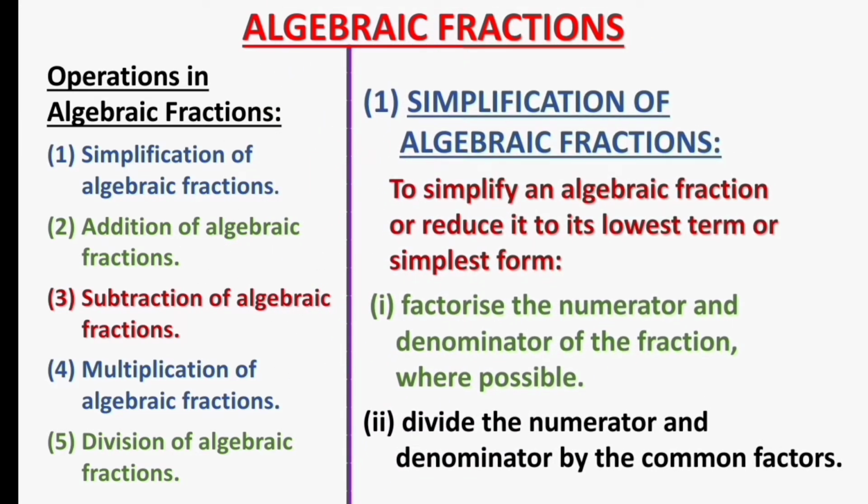Operation number 1. Simplification of algebraic fractions. To simplify an algebraic fraction or reduce it to its lowest term or simplest form, here are the procedures to follow. Number 1. Factorize the numerator and denominator of the fraction where possible. Number 2. Divide the numerator and denominator by the common factors.